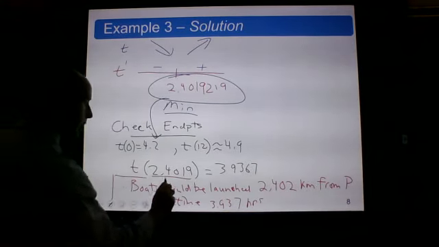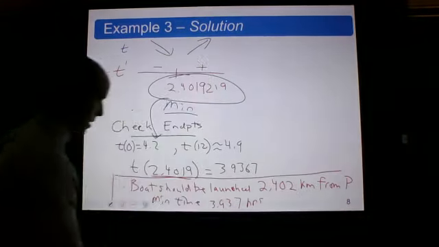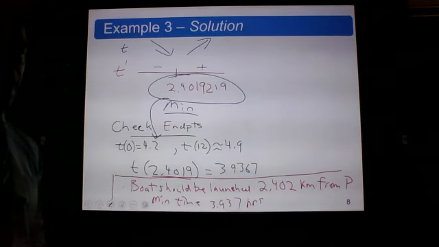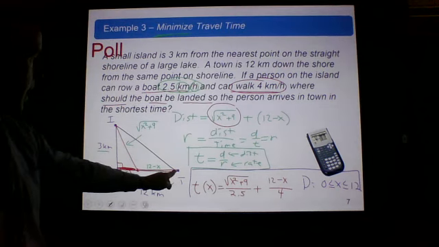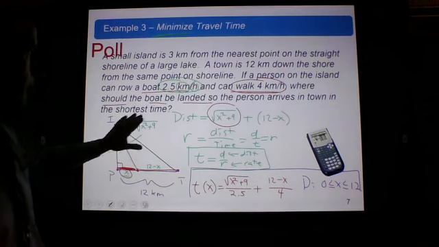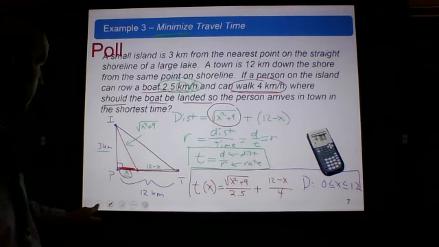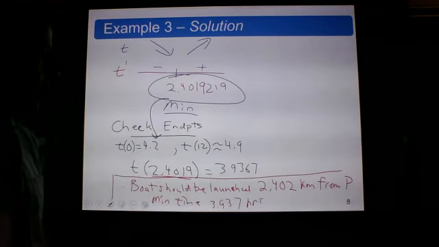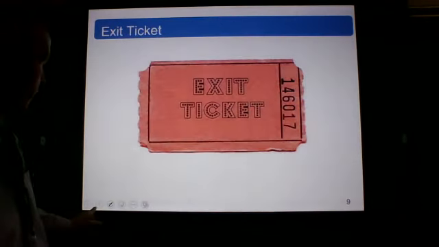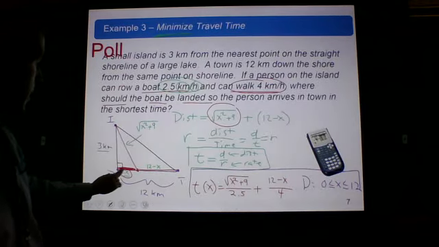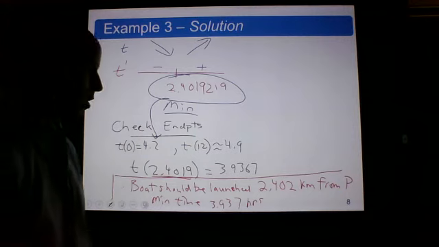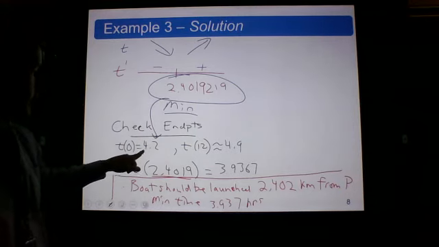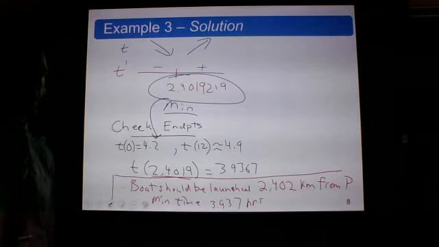So in this particular problem, if I want to minimize the amount of time it takes to get from point T to point I based on these restrictions, the answer is launch the boat roughly 2.4 miles, this distance here, and it'll be just under 4 hours when you do that. If you just go straight from point P, it's going to be 4.2 hours.